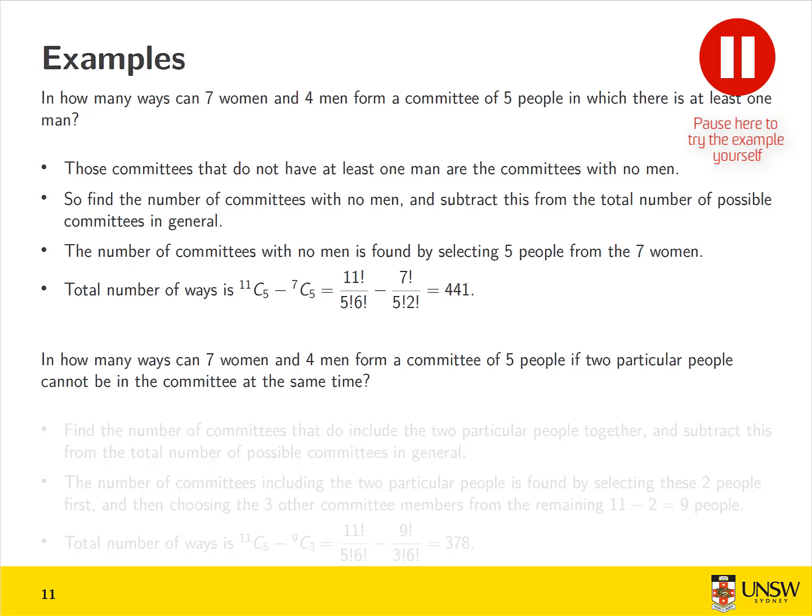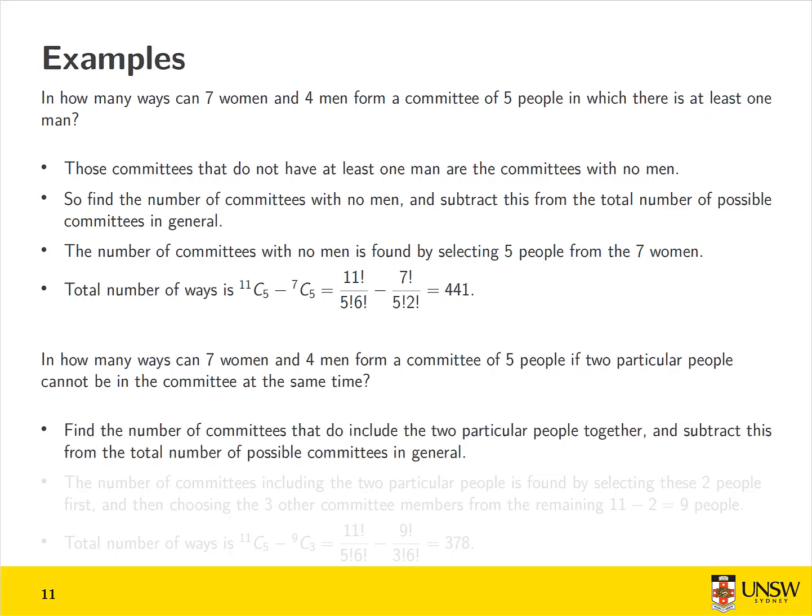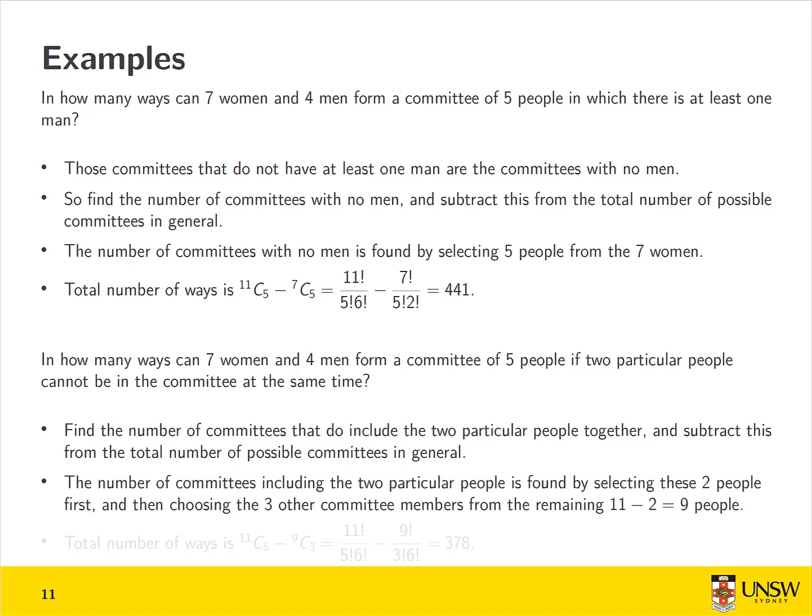Similarly, let's try to find in how many ways 7 women and 4 men can form a committee of 5 people if 2 particular people cannot be in the committee at the same time. In this case, the complement of those committees which don't contain 2 particular people at the same time is exactly those committees which do contain those 2 particular people at the same time. To find the number of committees containing both these people, simply select these 2 first, and then fill the remaining 3 places on the committee by choosing 3 people from the remaining 9.